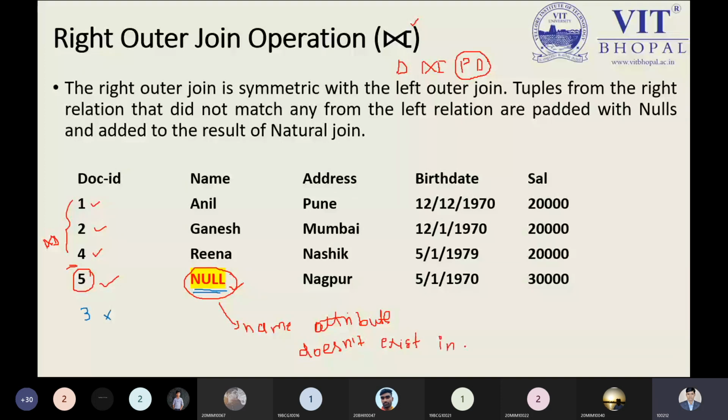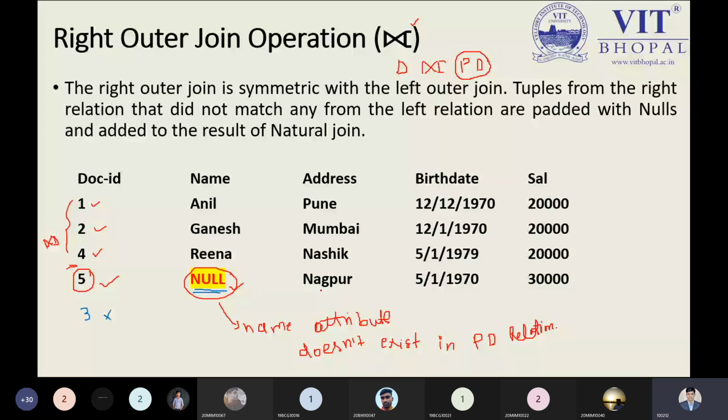I'm writing PD shortly, which means permanent document relation. And the rest of the things, address, birth date, and salary, we already have, because they belong to the fifth document ID inside the permanent document relation. All these values are already available. That is it. This is the right outer join.